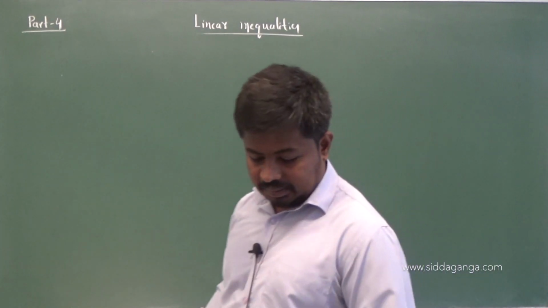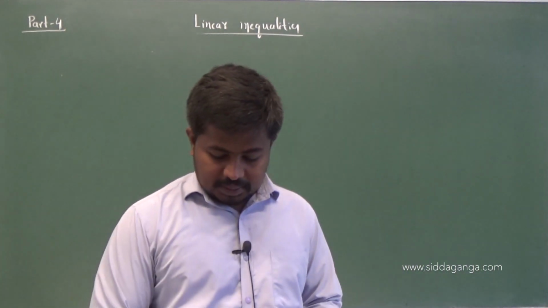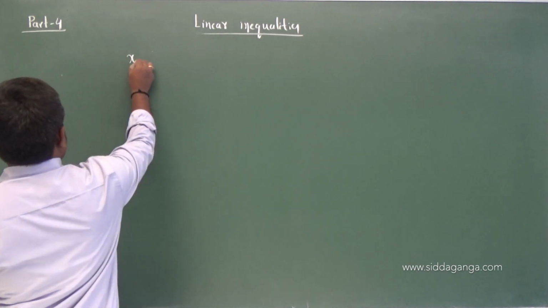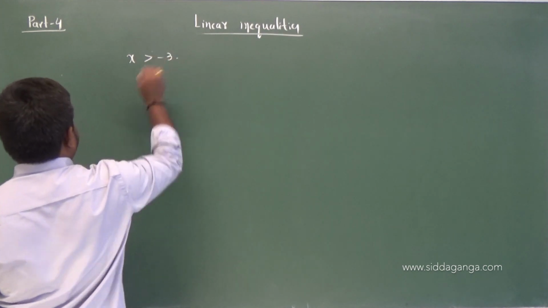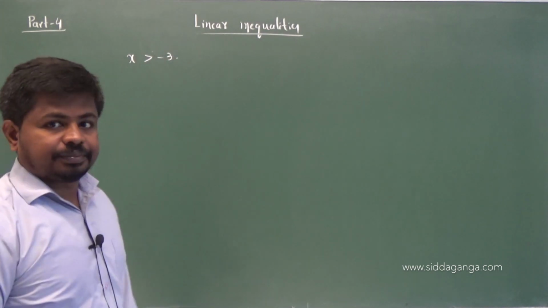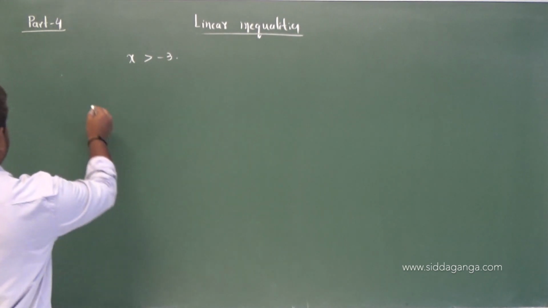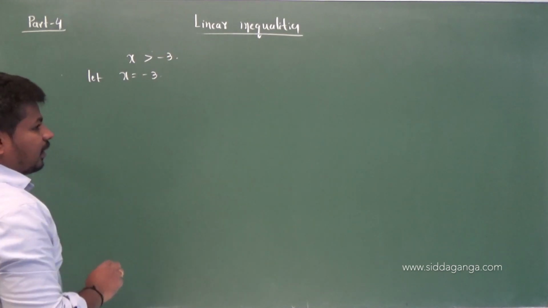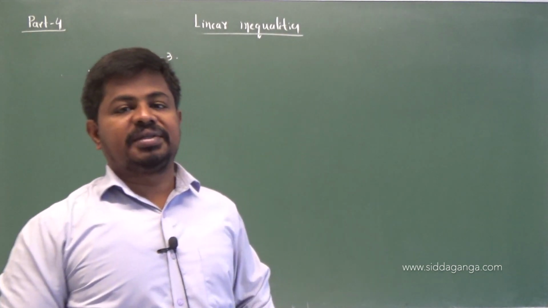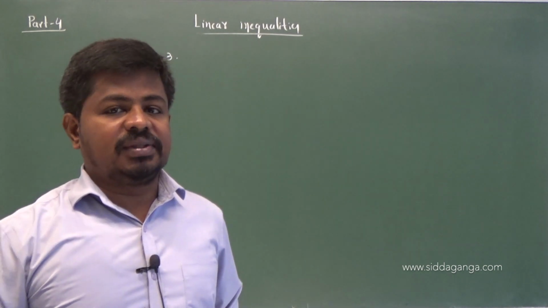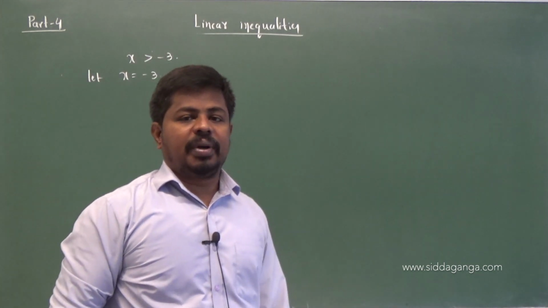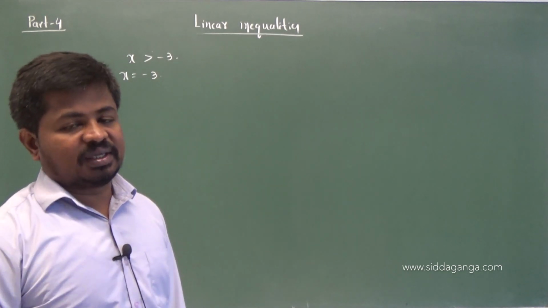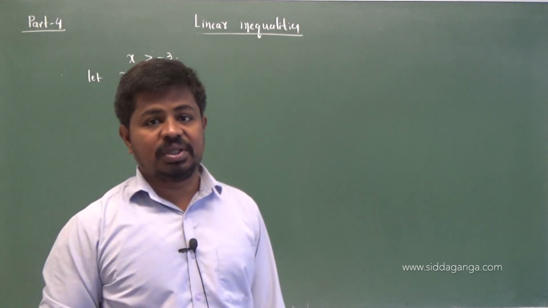Now let's discuss the same type. x is greater than minus 3, an inequality. For this, I am going to consider a line. Let the line be x equal to minus 3. The graph of x equal to a constant is a line parallel to the y axis passing through (k, 0), if the constant is k.